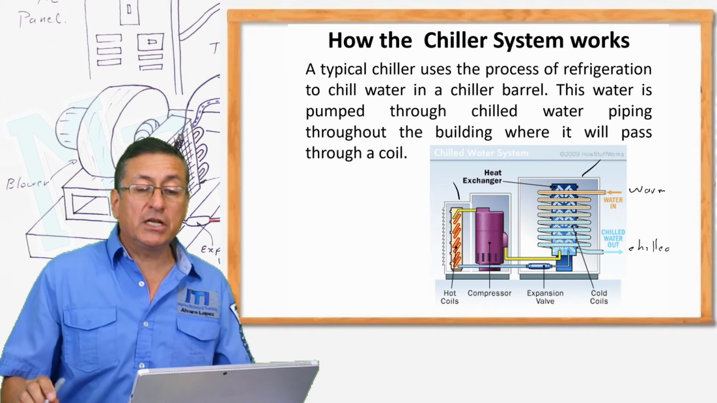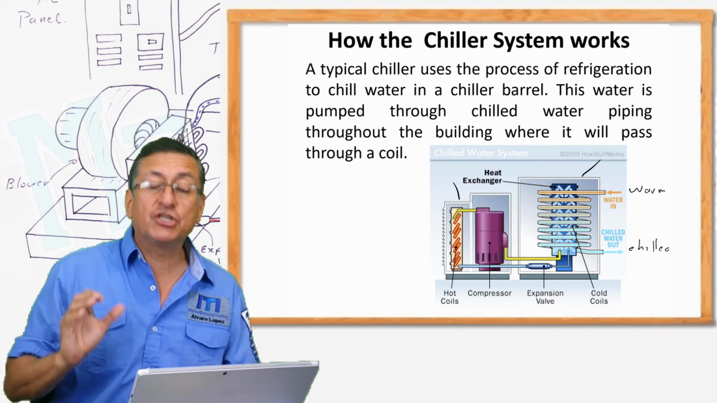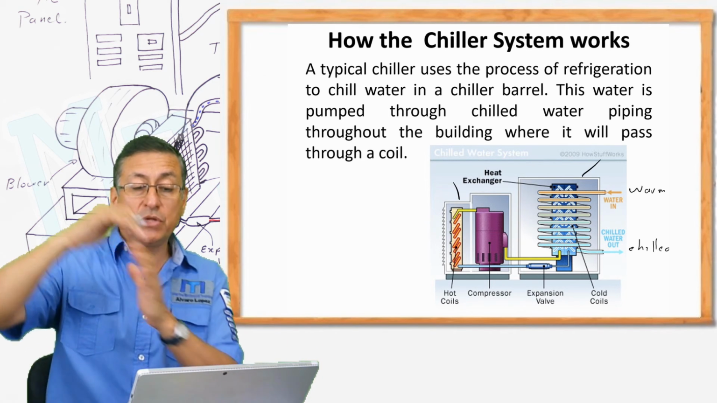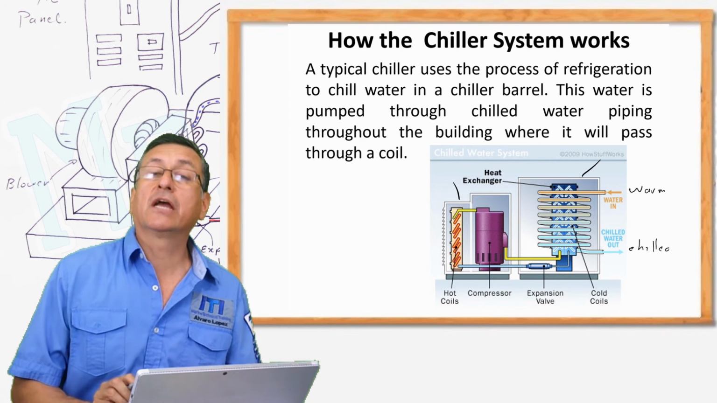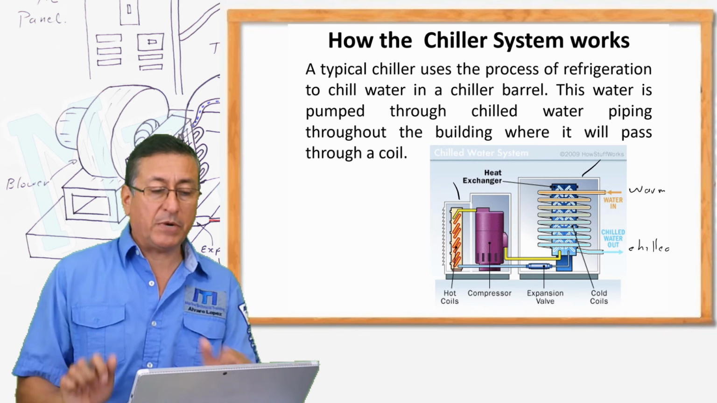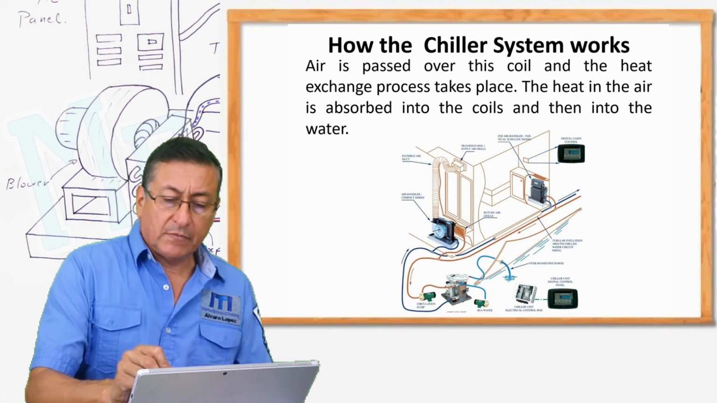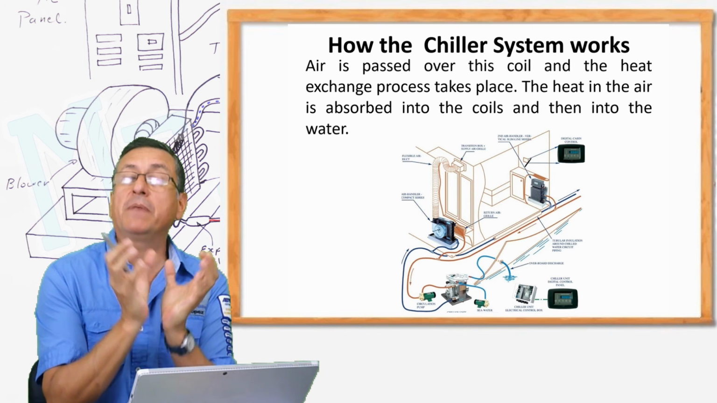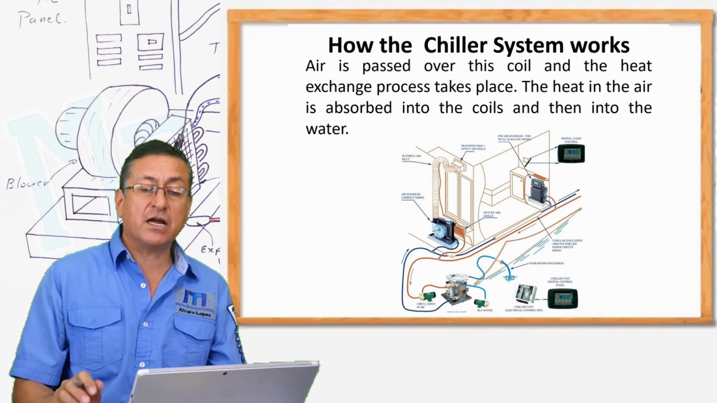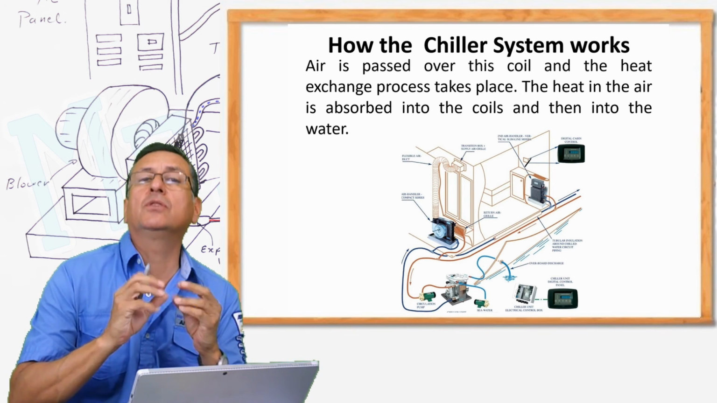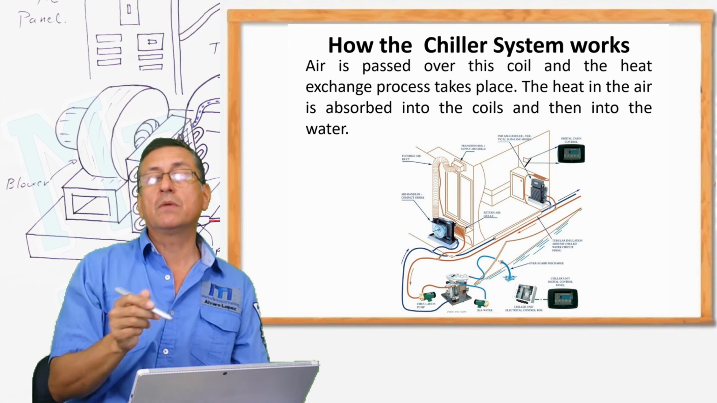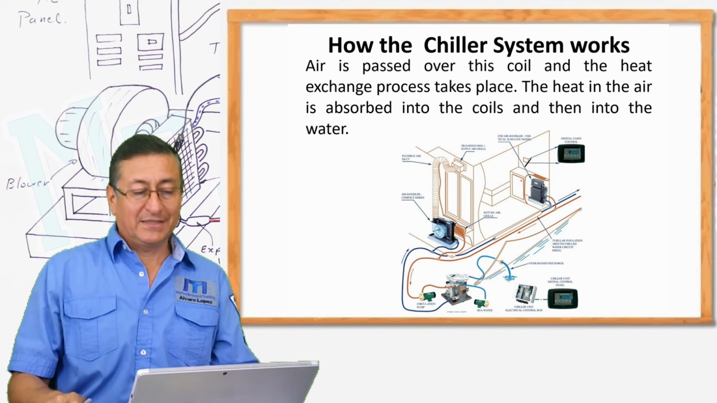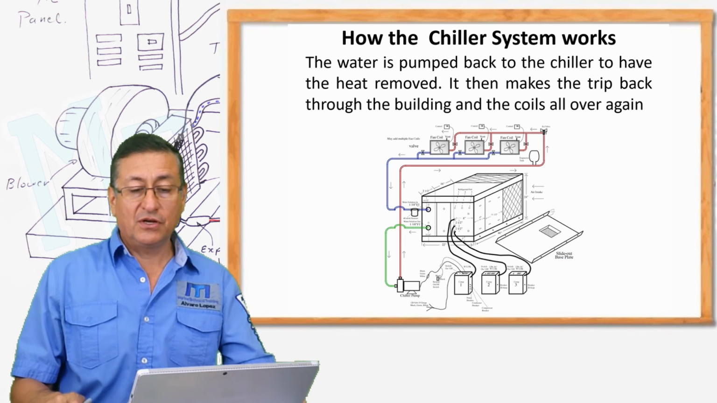This is the chiller system. A typical chiller uses the process of refrigeration to chill water in a chiller container, in a chiller barrel. This water is pumped out, chilled water, through the pipes into the building and passes through the coils. The coils are air handles in each compartment. The air is passed over this coil, and the heat exchange process takes place in that air handle. The heat in the air is absorbed into the coil and then into the water. For that reason, the water returns into the barrel warm and goes out again chilled. Simple. This is the process of refrigeration with a chiller system.